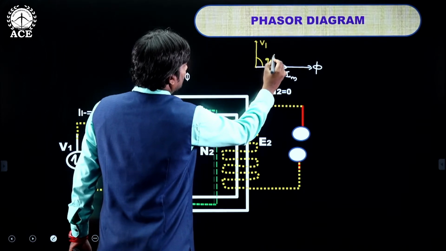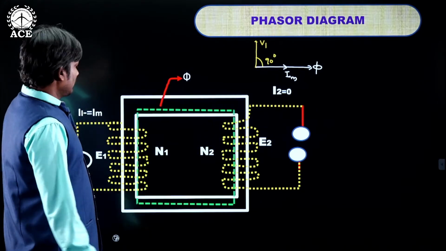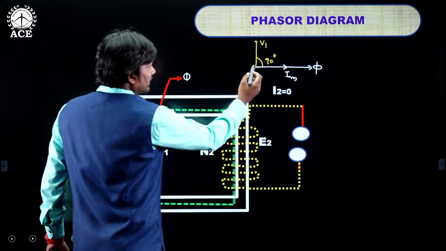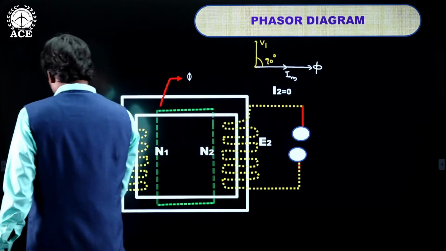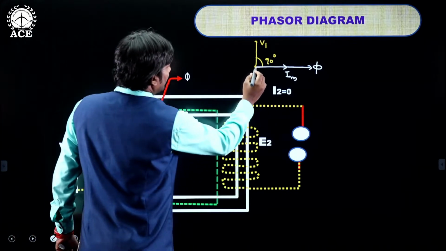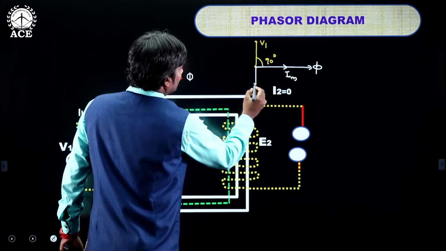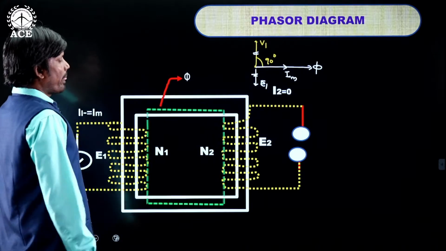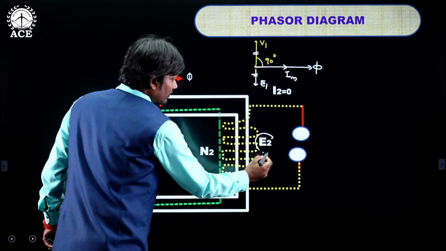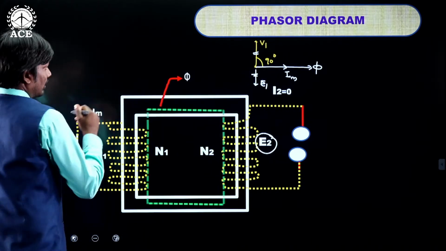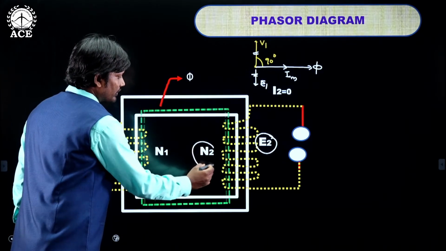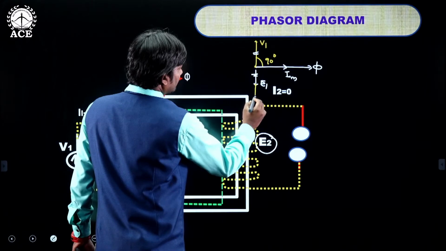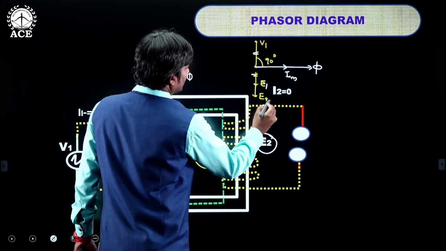Now this E1 is antiphase with V1. So V1 is in this direction. So E1 is in which direction? This direction, E1. This is E1 with the same magnitude. This E2 is also antiphase with V1, but its magnitude depends upon the number of turns. Therefore, this is E2.